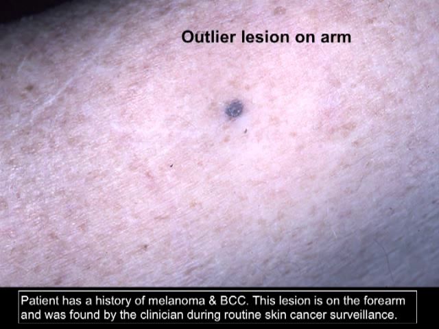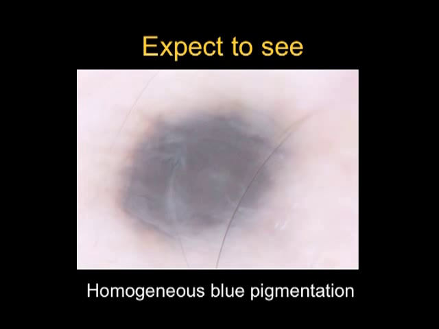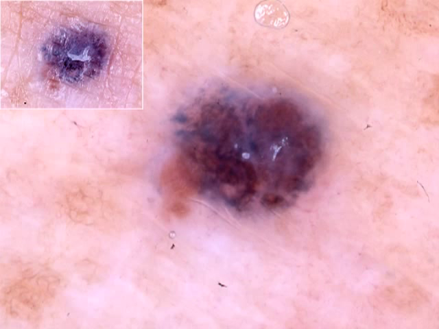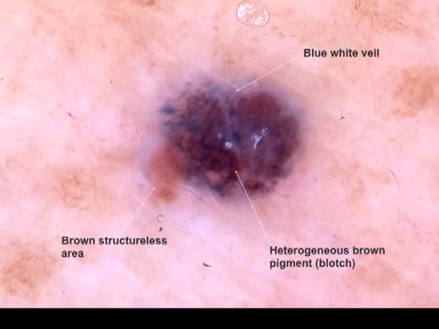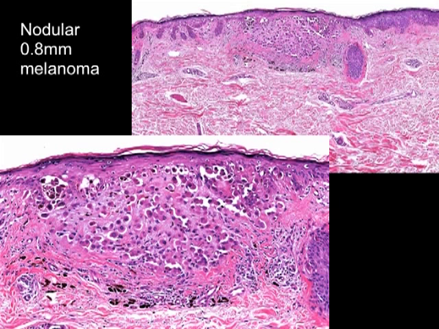This is a blue macule on the forearm of this man. It is an outlier lesion and thus should be evaluated further. Its clinical morphology is consistent with a blue nevus. With dermoscopy, one would expect to see a homogeneous blue color. However, dermoscopy reveals a disorganized pattern with irregular blue-white veil and brown pigment. This proved to be a nodular melanoma on biopsy.